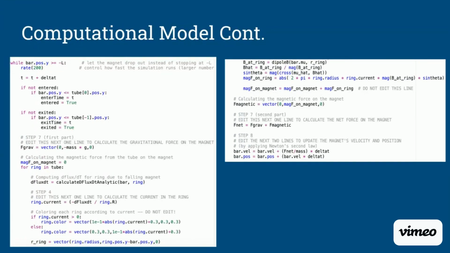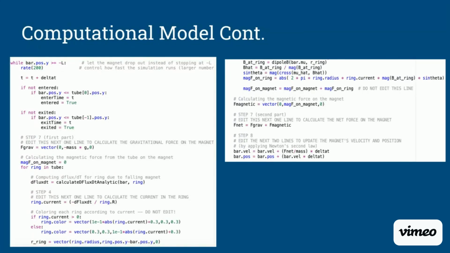Now, since each ring has a current, they will provide a magnetic force on the bar magnet, which we will calculate and add the force from each ring to get the total magnetic force. Then we will calculate the net force on the magnet by adding the total magnetic force and the gravitational force. That allows us to finally use the velocity update formula and the position update formula to find out how fast the magnet is going and where it currently is.